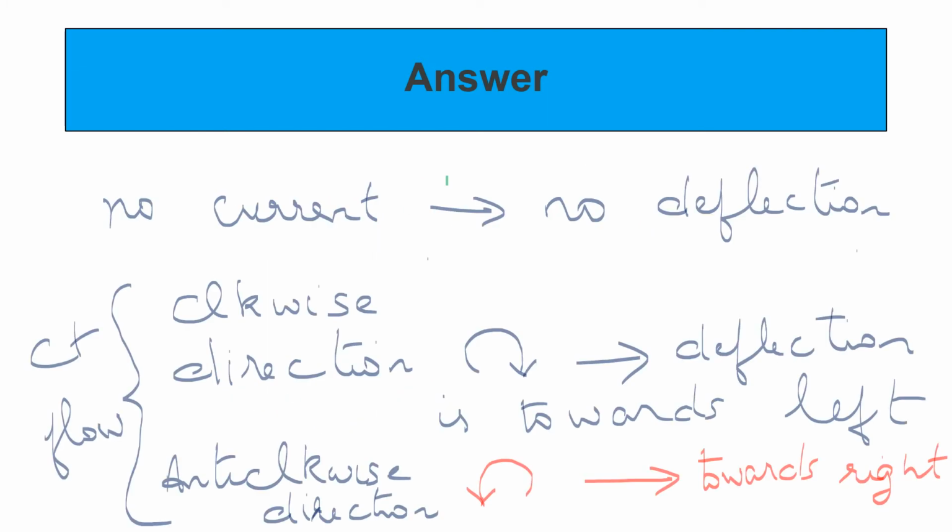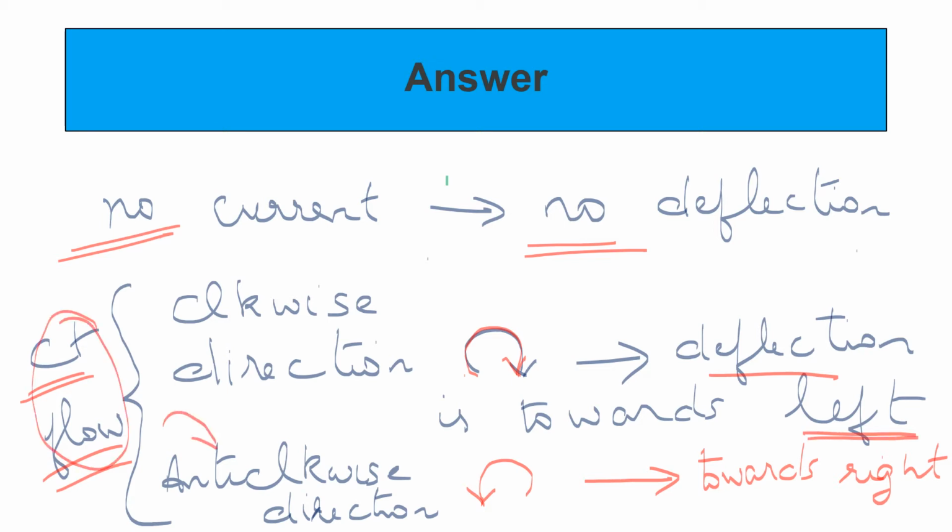The galvanometer shows no deflection when there is no current. And when the current flows in the clockwise direction, the deflection will be towards left. And when the current flow is in the anti-clockwise direction, then the needle of the galvanometer will deflect towards right.